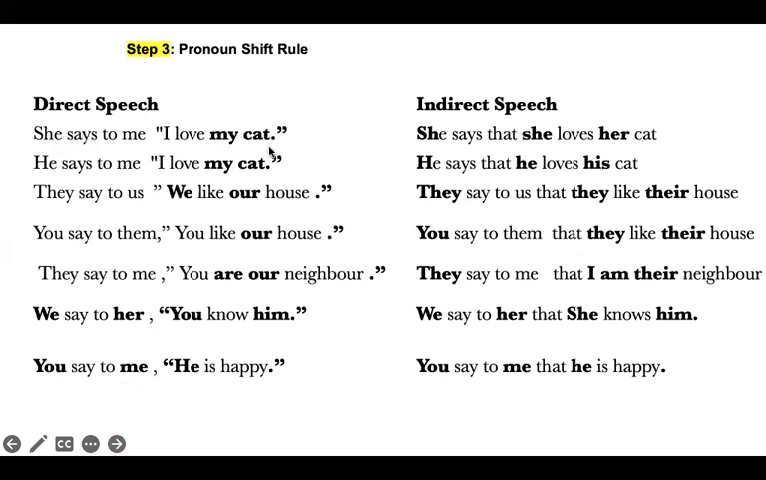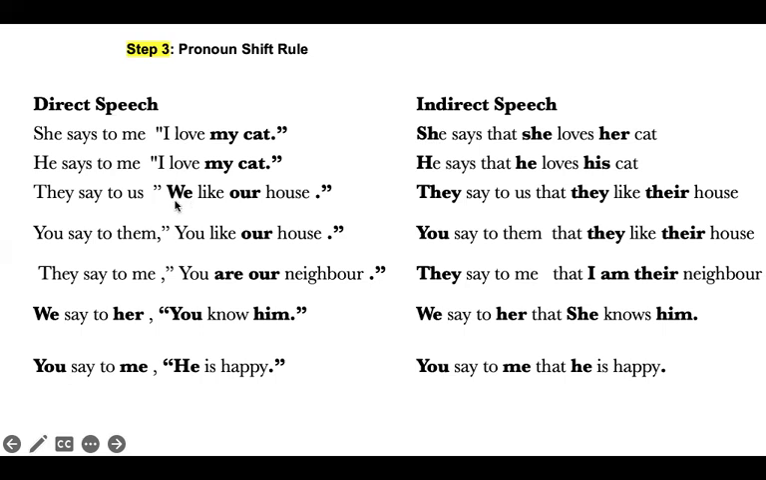She says to me, "I love my cat." She says that I, first person, changes according to the subject. She loves my, again referring to her cat. He says to me, "I love my cat." Again, I and my, both are first person, will change according to the subject. He says that he loves his cat.